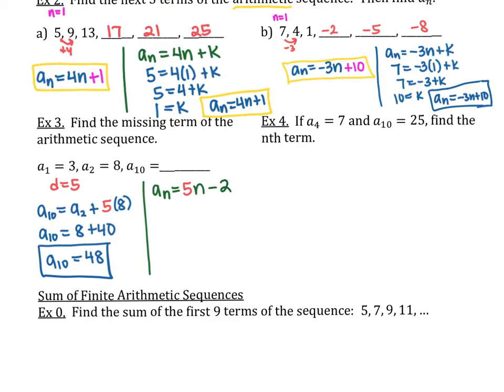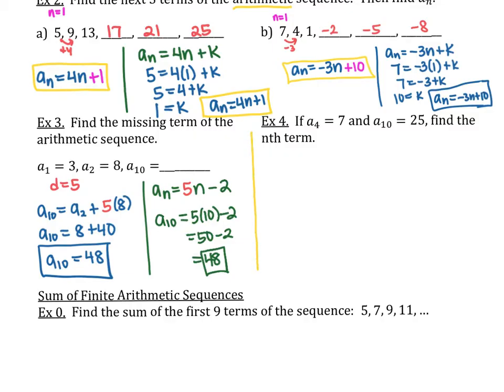Because I have the formula for a sub n, to find a sub 10, I could then plug it into the formula, because now I've established that there is a formula. I still get a sub 10 equals 48, and I still showed my work. So whichever way you would prefer to do it in this case would work.